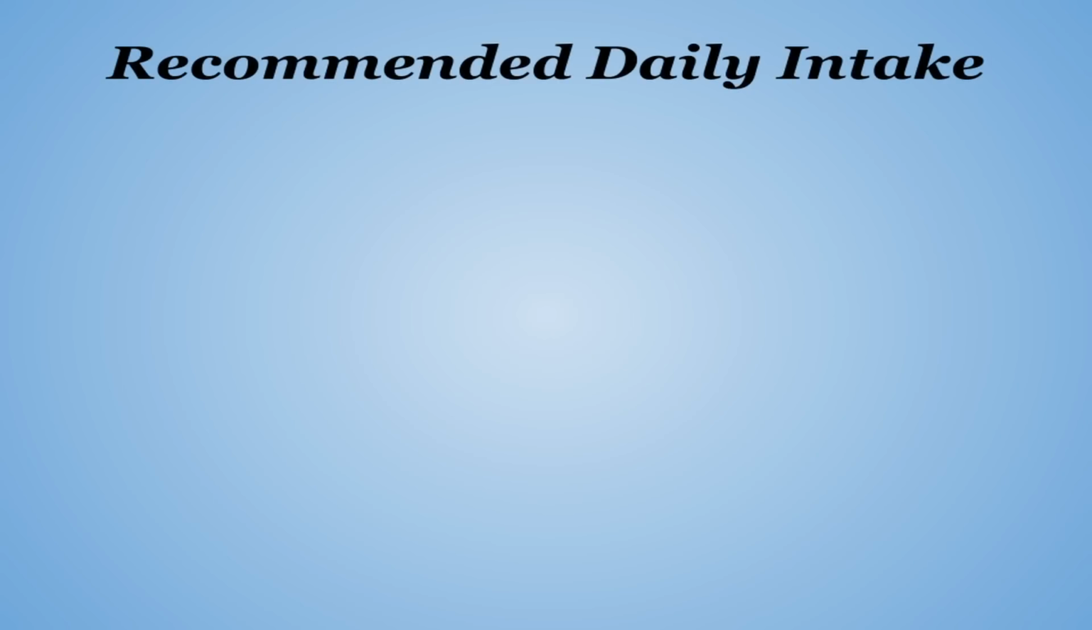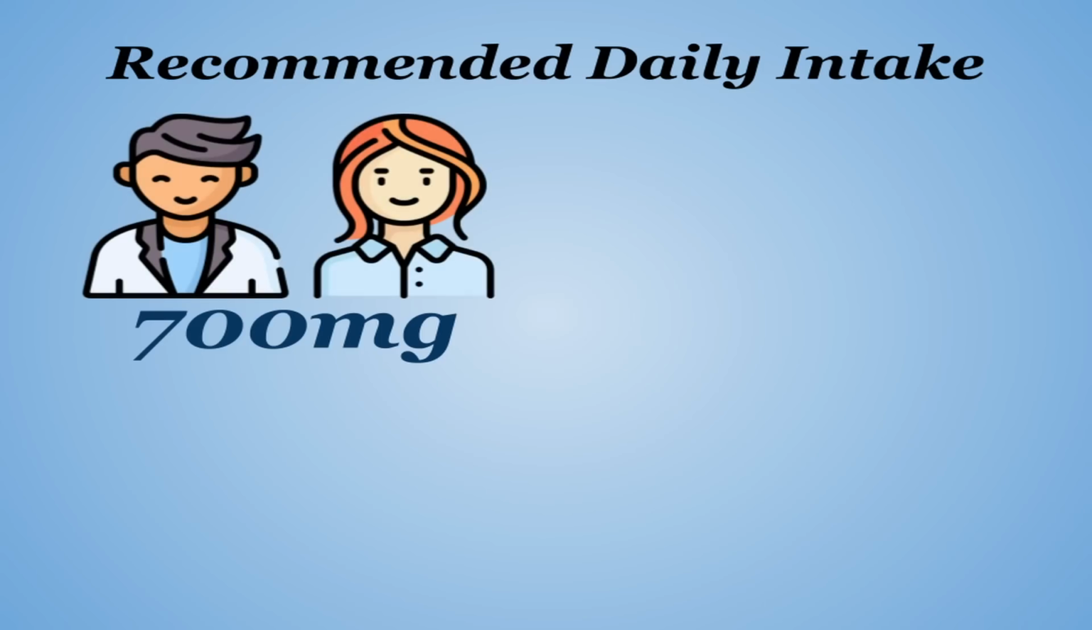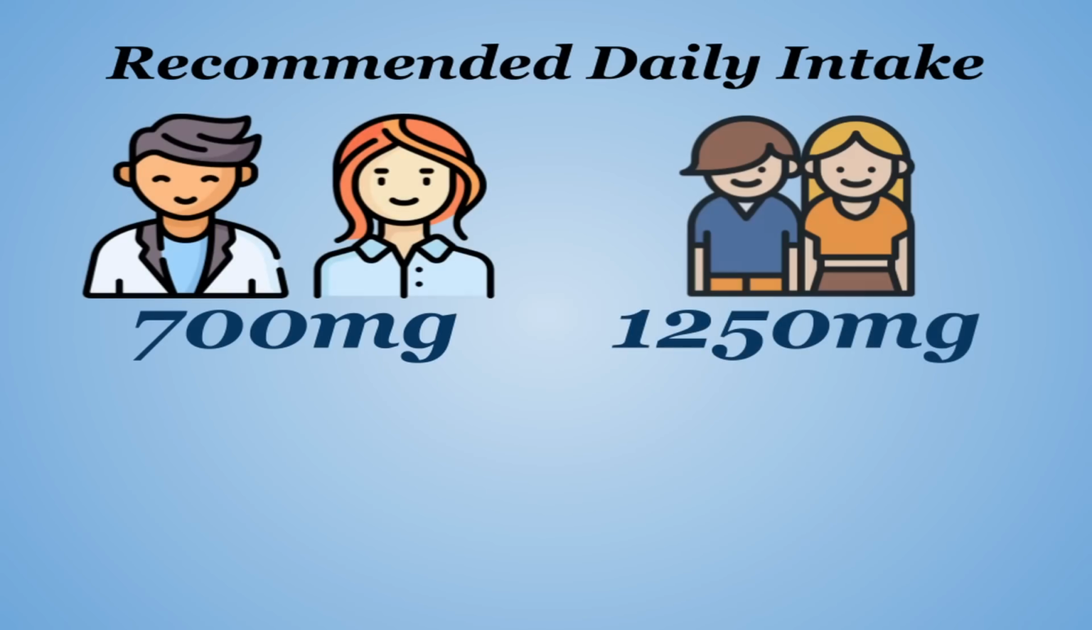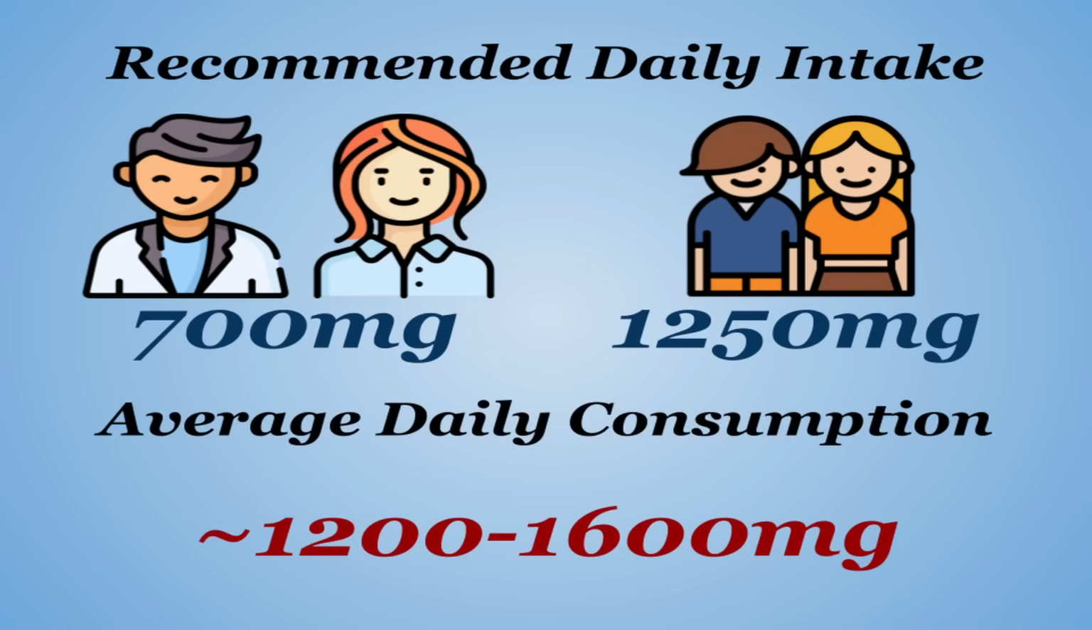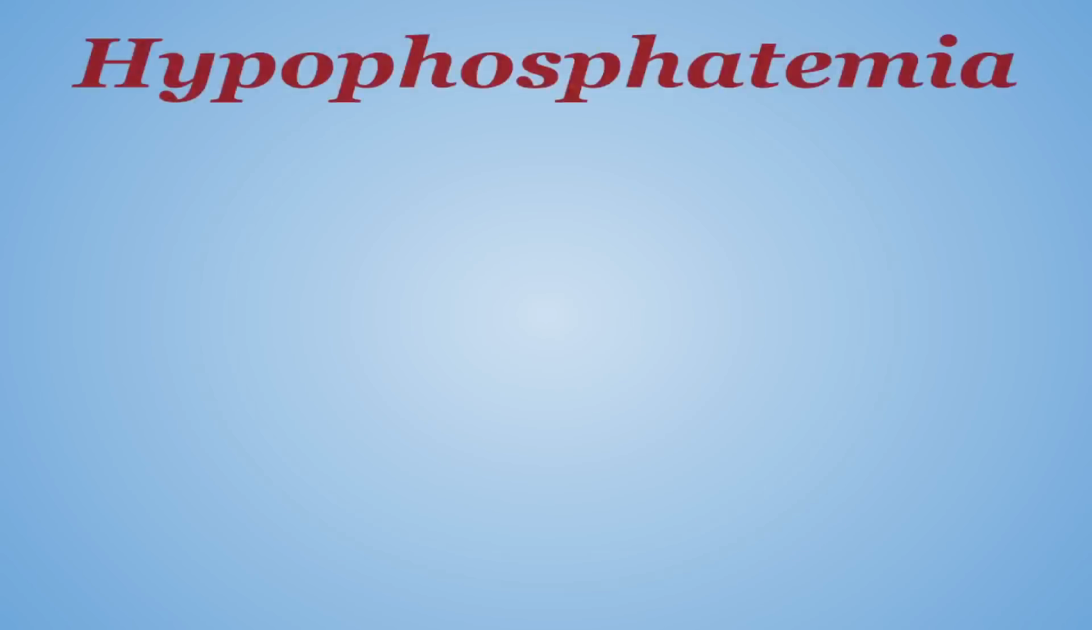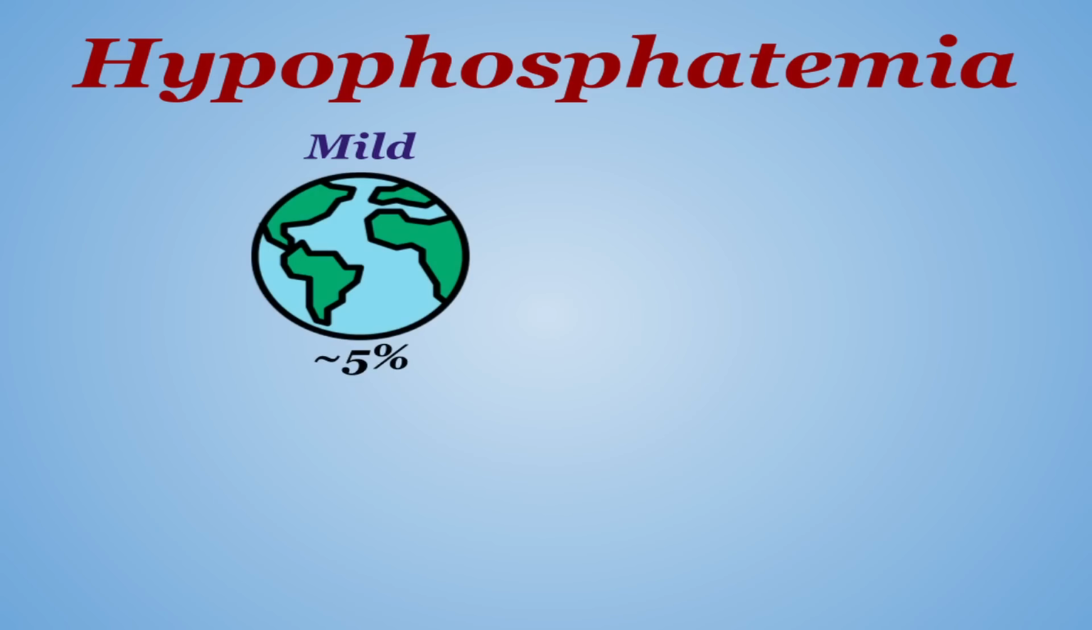The recommended intake of phosphorus is 700 milligrams for both men and women, but 1250 for teens in order to handle development at that age. That being said, in adults, the average consumption is about 1200 to 1600 milligrams, which is comfortably above the recommended amounts. However, phosphorus deficiency does exist. It's called hypophosphatemia. Mild hypophosphatemia is actually fairly common, affecting about 5% of the world's population.